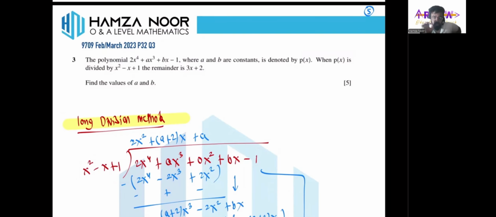First of all, we are going to find the remainder in terms of a and b, and then we are going to make a comparison with this remainder 3x plus 2 in order to find the values of a and b.